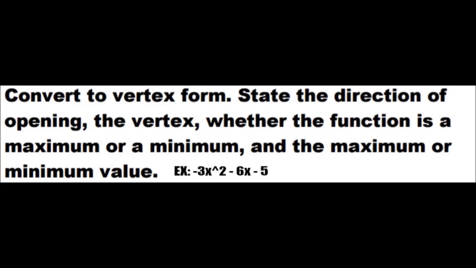Okay, so we'll now be moving on with the second question. It says, convert to vertex form. State the direction of the opening, the vertex, and whether the function has a maximum or minimum value. The equation is negative 3x squared minus 6x minus 5, and I'll be doing it by the method of completing the square.